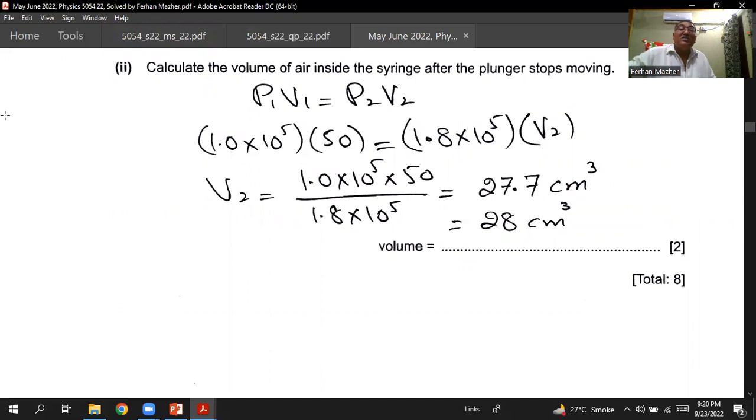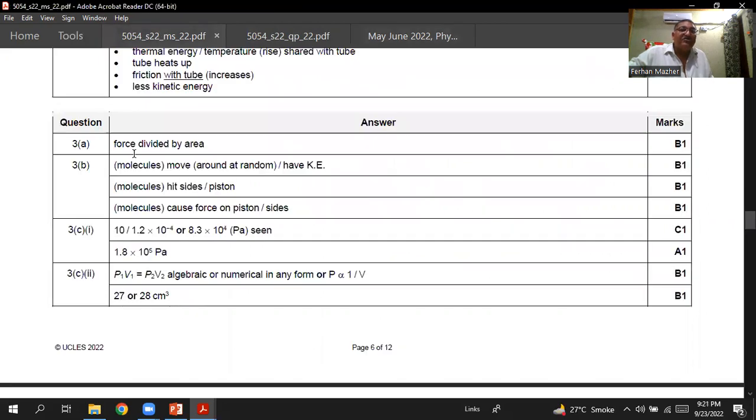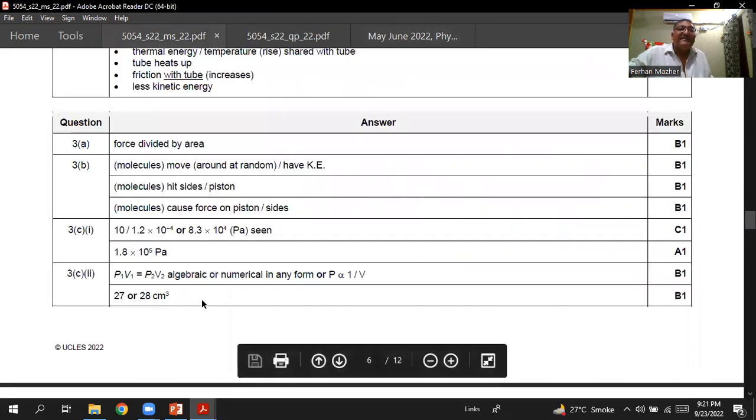V2 is the question. So V2 will be equal to 1 × 10^5 multiplied by 50 divided by 1.8 × 10^5, and that will be 27.7 centimeter cube. If I round it off to two significant figures, it will be 28 centimeter cube. 28 centimeter cube, and our answer is right.